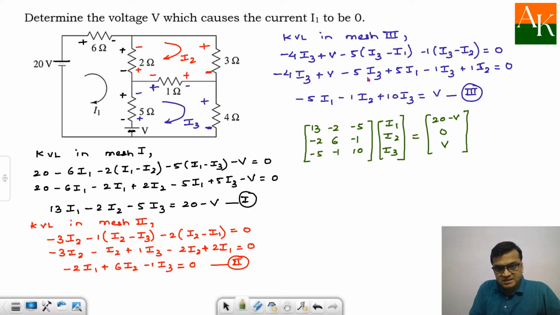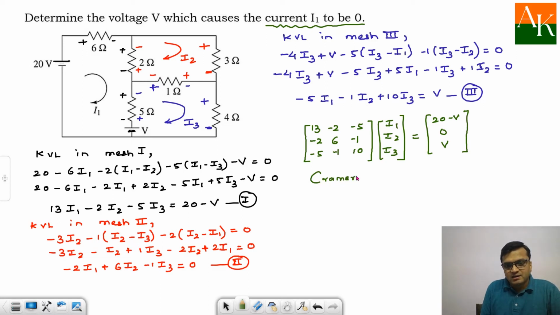Now we will see this. They are saying I1 to be 0. So you are aware of Cramer's rule. Since the value of I1 is particularly made to be 0, that's why we are using this simplified method. If I1 is set to some non-zero value, then this Cramer's rule technique is not that useful. Since I1 value is set to be 0, I am using this method. According to Cramer's rule, the determinant method, I1 can be calculated as delta 1 by delta.